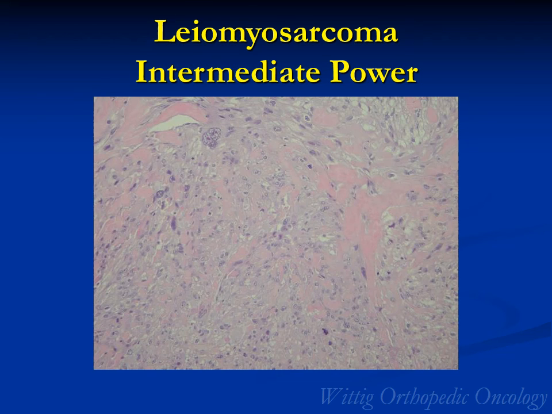Okay, this is an intermediate power view of a leiomyosarcoma, and again you can have cells that are cut transversely or longitudinally, and typically you see a halo around it. You may see some staining of other types of tissue here, and bizarre looking nuclei of different sizes and shape indicating malignancy, but nothing definitively here that indicates that this is a leiomyosarcoma.